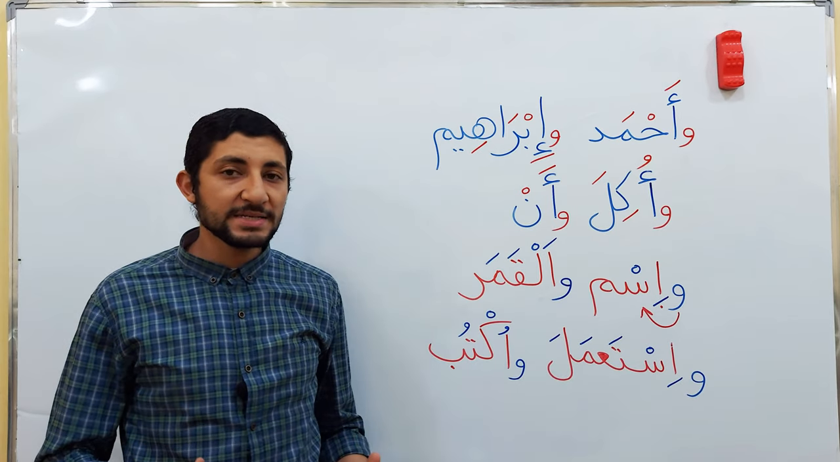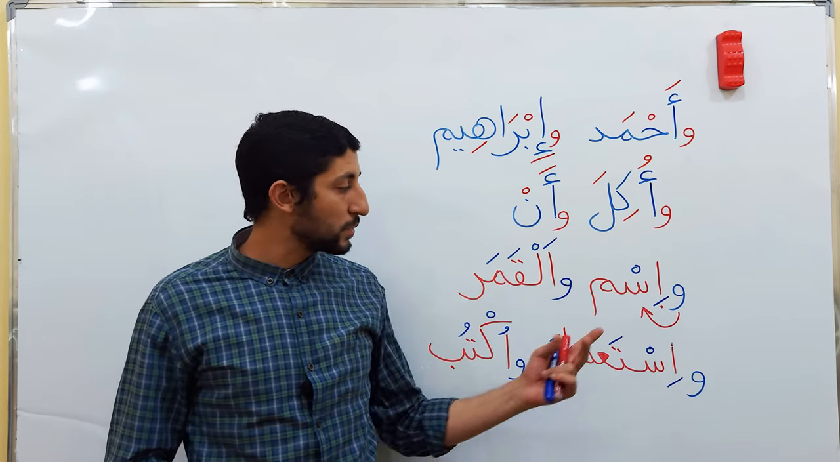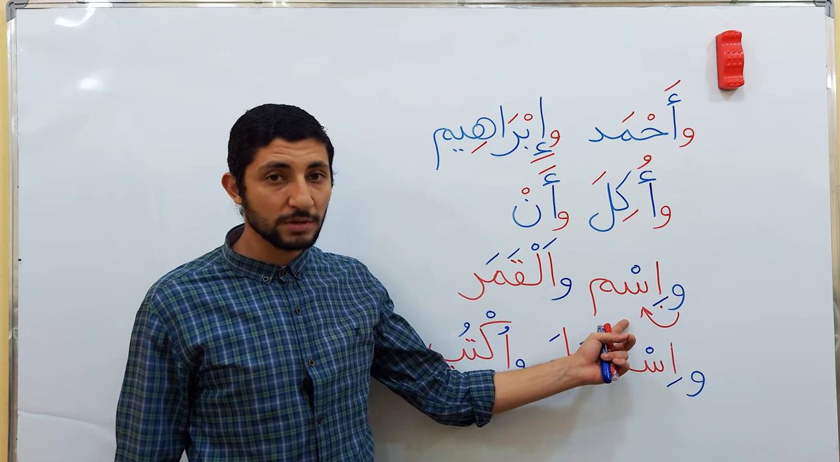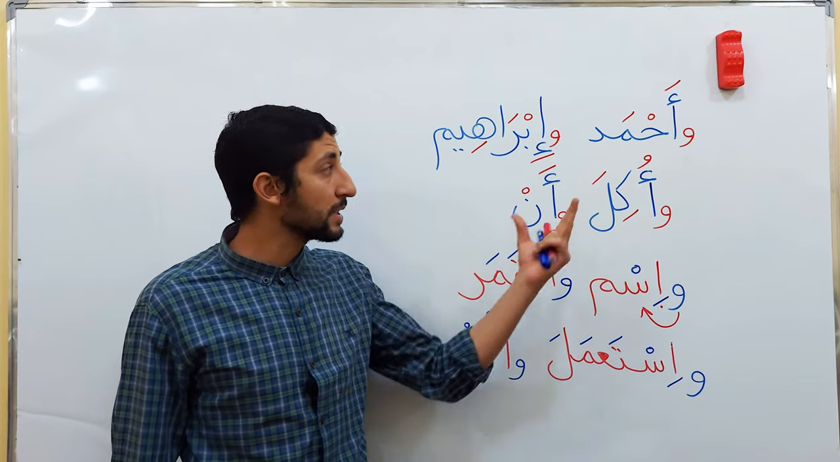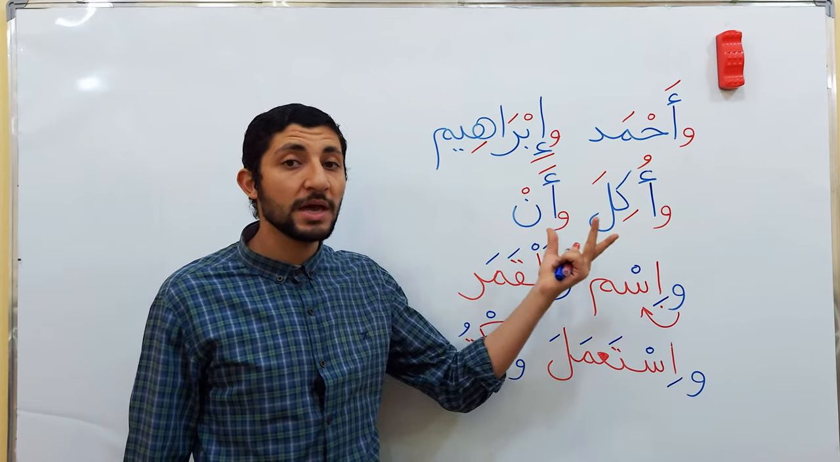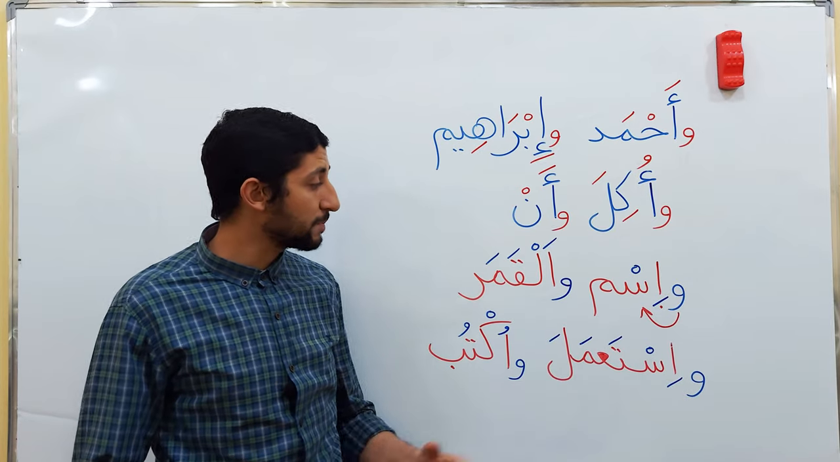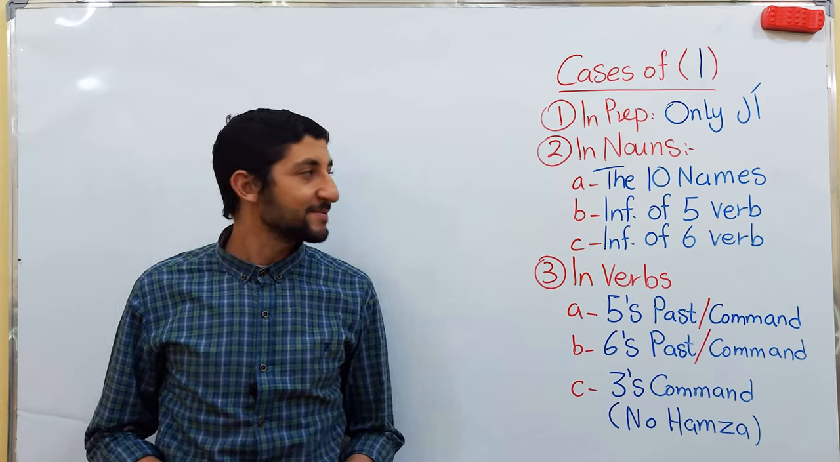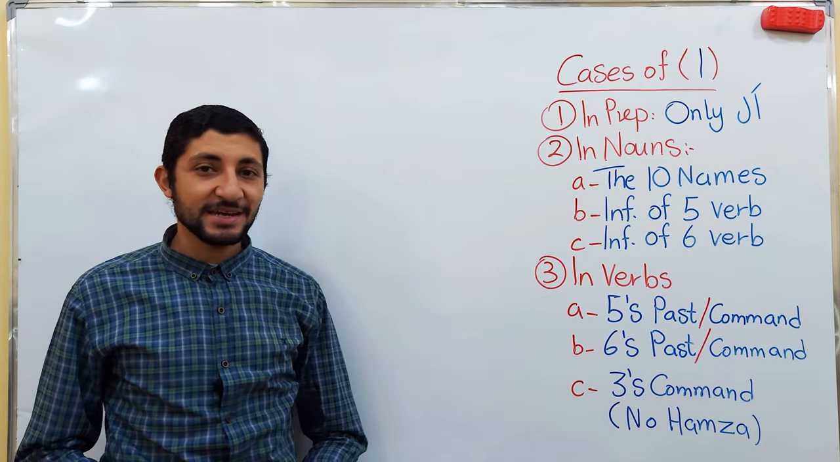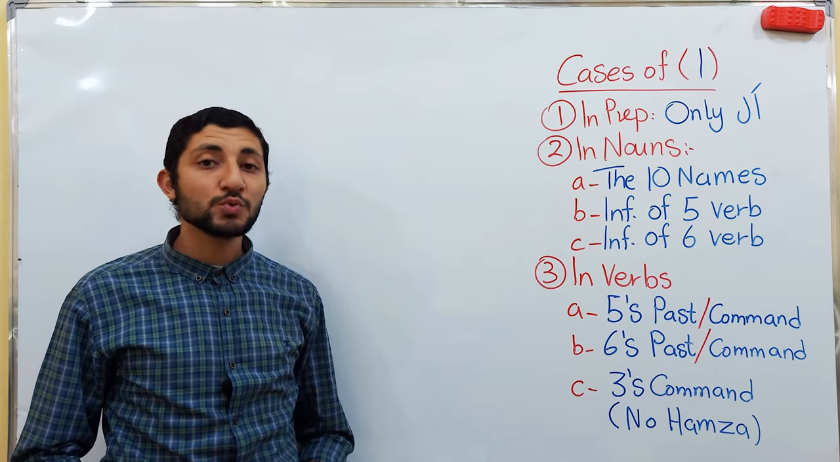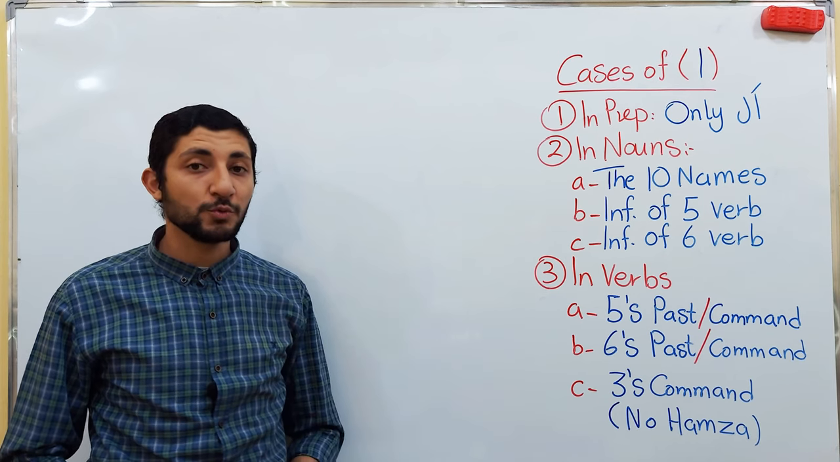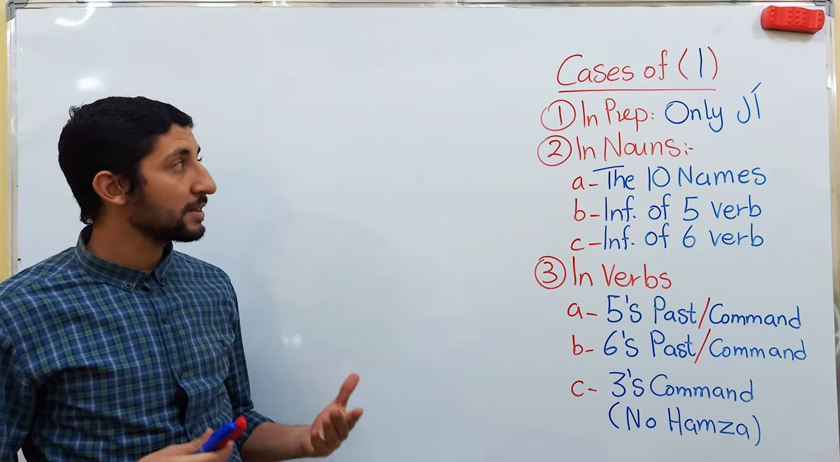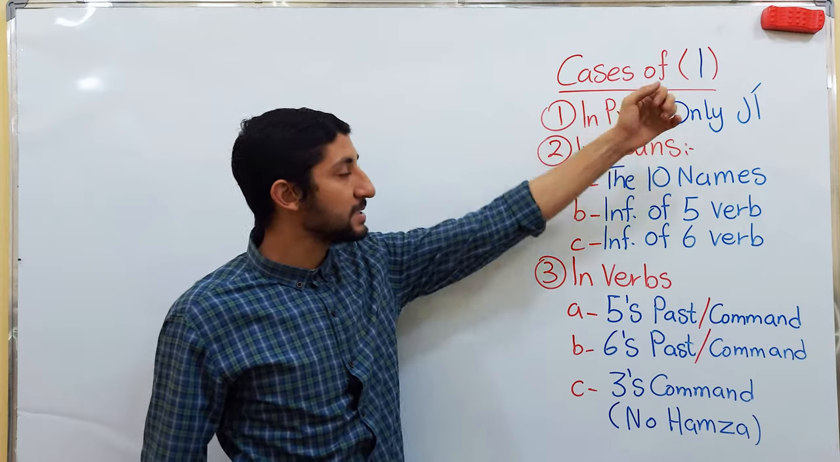Okay, what about the cases in which we will see this hamzatu al-wasl, and the other cases in which we will see hamzatu al-qat'? I want to start by listing the cases of hamzatu al-wasl first. Okay, these are the cases in which we will see hamzatu wasl at the beginning of the word. Hamzatu wasl, which is letter alif with no hamza, as you can see here.